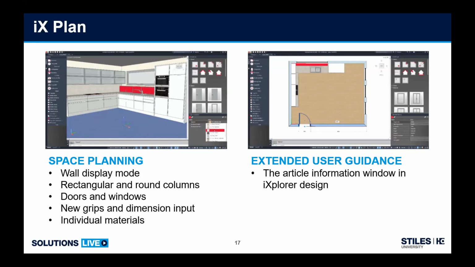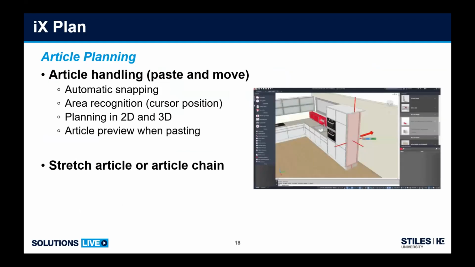It will allow you to have more information of each article on the iExplorer design, like you can see on the right picture. Also, iXplan would allow you a better handling of articles, paste and move of the articles, automatically snapping to contiguous articles or the walls. It will automatically recognize the area that you want to select by just scrolling or placing the cursor of the mouse where you want it. This allows you to also plan in 2D and 3D.